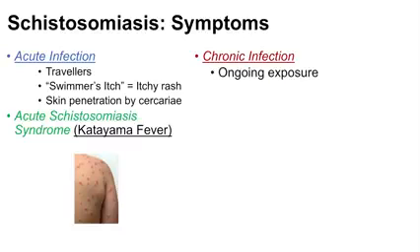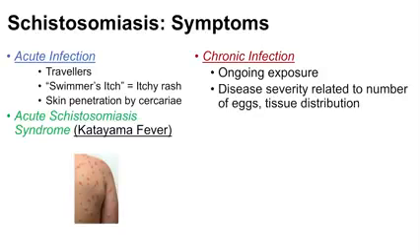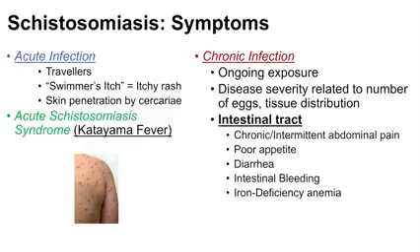The chronic infection is due to an ongoing exposure to the parasites and their produced eggs. The disease severity itself is related to the number of eggs and the tissue distribution of the parasites and the eggs. Depending on how many eggs there are in the intestinal tract, we can see different types of symptoms within the intestinal tract. Some of them include chronic or intermittent abdominal pain. These individuals can also experience poor appetite. They can have diarrhea.